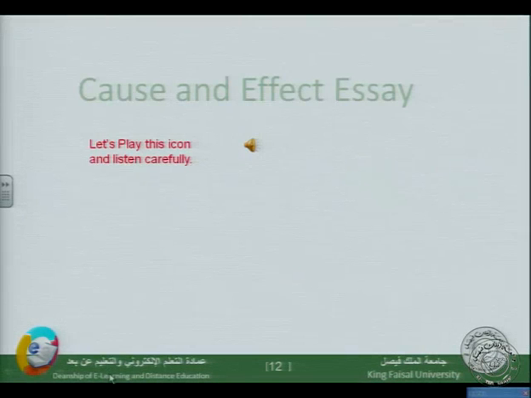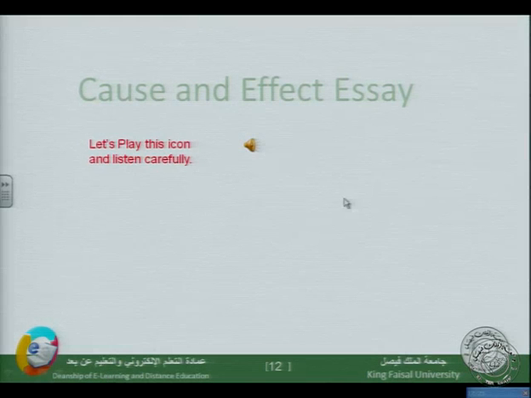Okay, let us move now to the cause and effect essay. For the last slide, you can do it by yourself. Read it and then answer it. Now, for the last slide, we're going to talk about cause and effect essay.